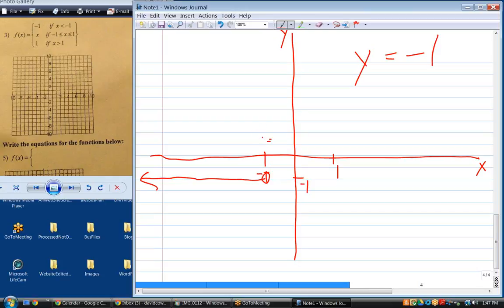Now, where to draw the closed dot? Well, if you substitute minus 1 in for x, what do you get? You get y equals x, or y equals minus 1. So the very first point comes right here, and it makes that open dot closed. What's our slope of this middle function? It's 1. Okay, and I'm going to draw that line in that region right there.